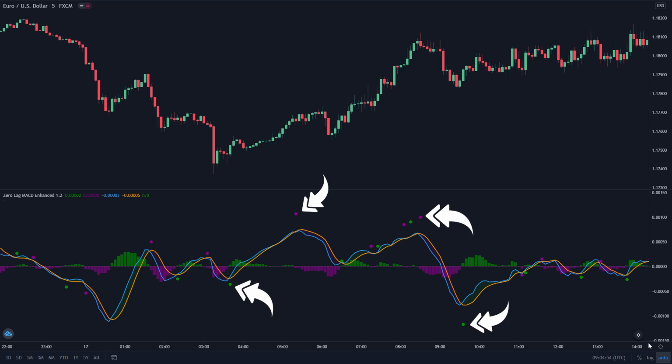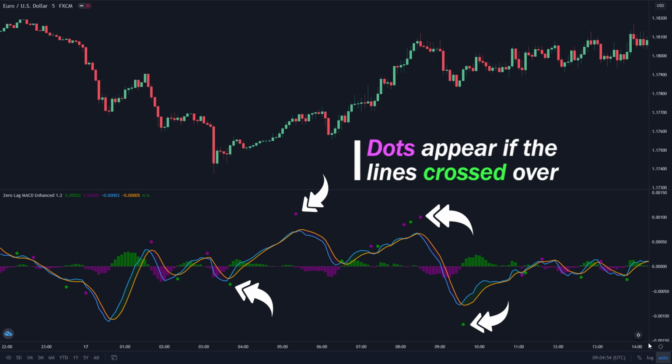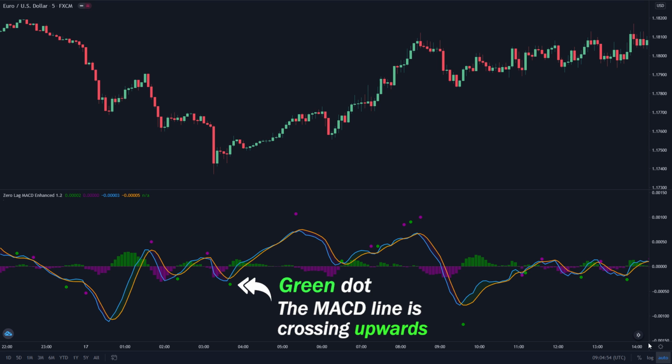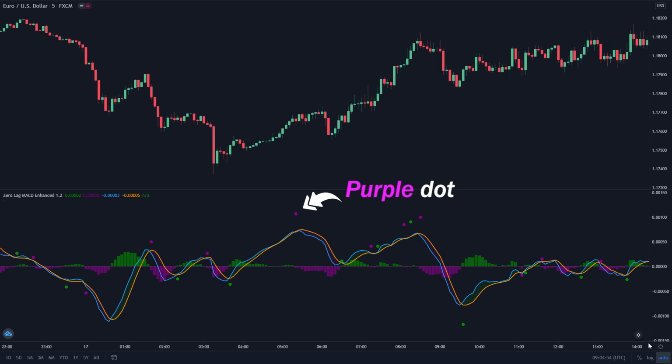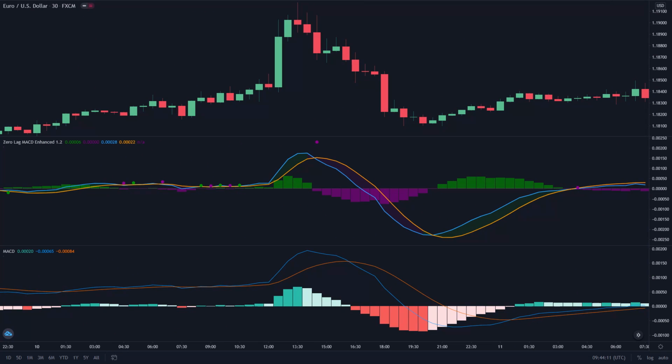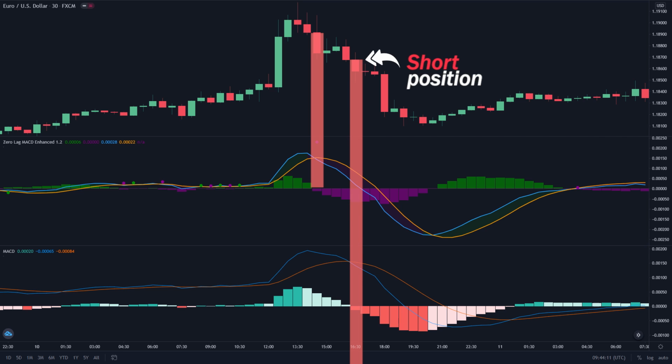We also have these dots that will help us determine when a line crosses over. If this green dot appears, it means the MACD line is crossing upwards and we take a long position. And if this purple dot appears, it means the MACD line is crossing downwards and we take a short position. You can see the difference between a normal MACD and a zero lag MACD. The zero lag MACD gives a much earlier entry signal than the classic MACD. If you had used the classic MACD, you would pretty much miss the trend already because of a late entry.